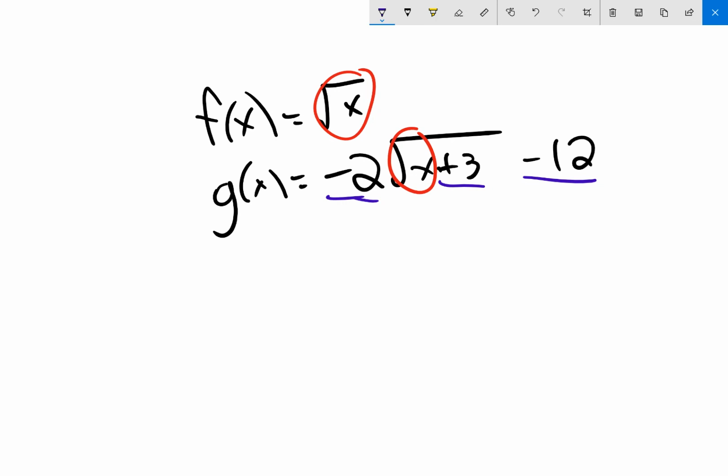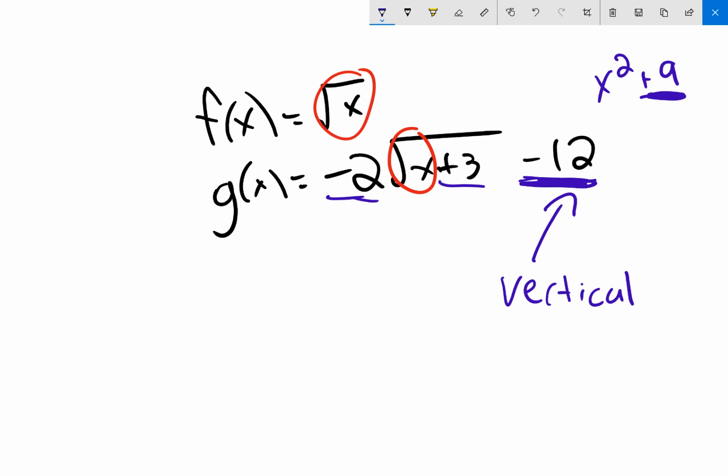But let's talk about what each piece does. So the minus 12 here, notice where it is. It's after the square root, right? It's not inside of it, it's after it. This indicates a vertical shift, like I was explaining earlier. Remember when I showed you x squared plus 9? I said that because the plus 9 was after the squared, that indicated a vertical shift. Well, it's the same thing here. It's a different type of function, but it's still in the same place. Vertical shift, minus 12. Because it's minus, that means it's moving down. So let's be specific and say we're moving down 12.